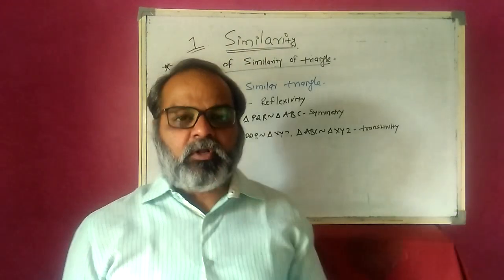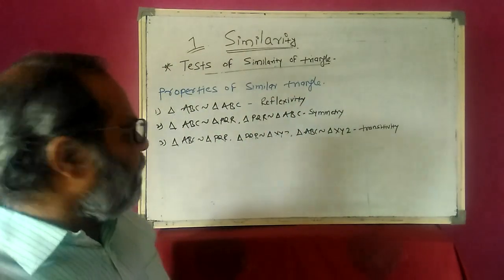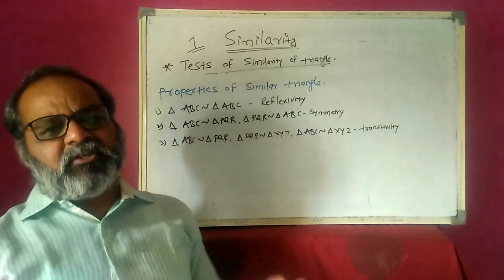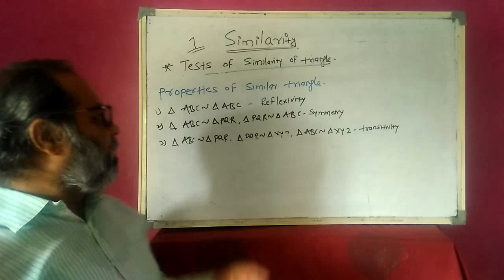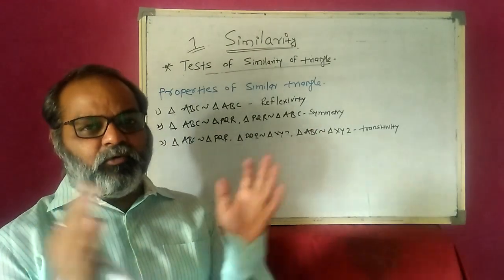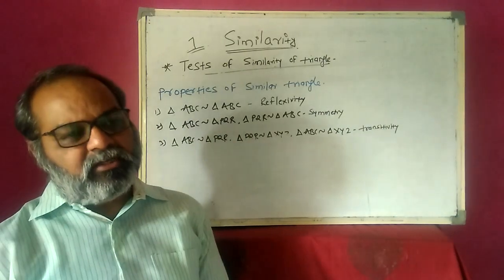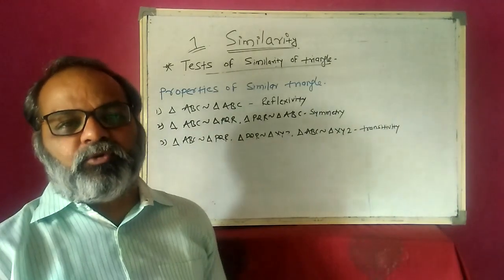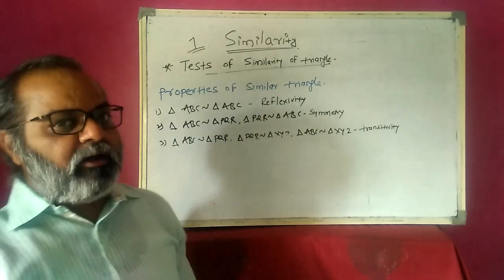Before going to solve the problem, there are some properties of similar triangles. It is very simple. You just use your logic here. Triangle ABC is similar to triangle ABC. It means that every triangle is similar to itself. That property is called reflexivity.